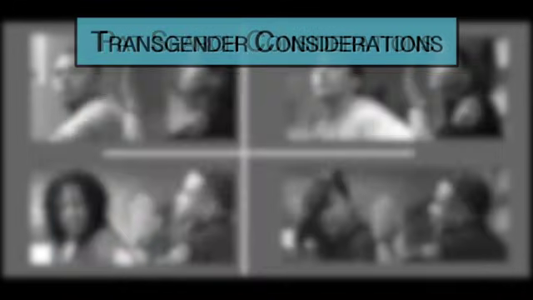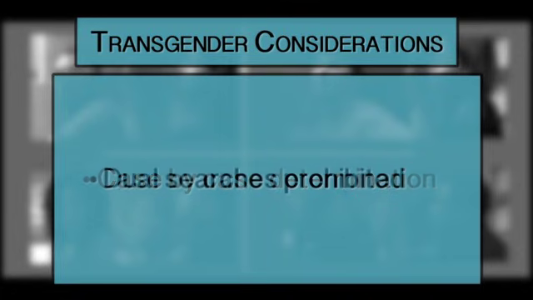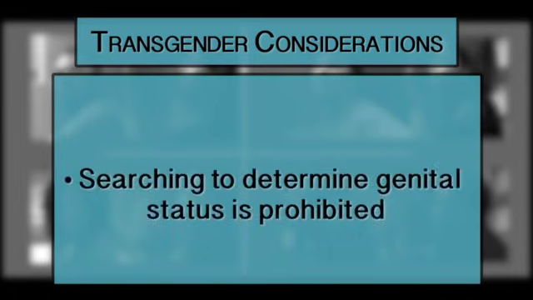When working with transgender or intersex inmates and residents, be aware of these specific considerations and standards. Determine on a case-by-case basis the appropriate gender of the staff person conducting the search. Do not use dual search techniques. And remember that PREA standards impose a complete ban on searching inmates or residents to determine genital status.